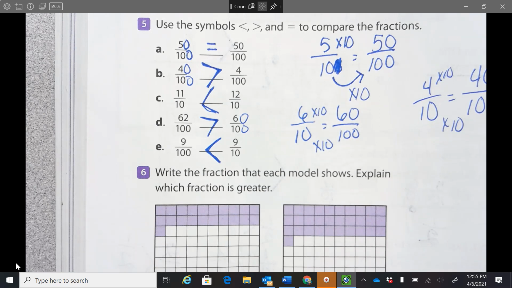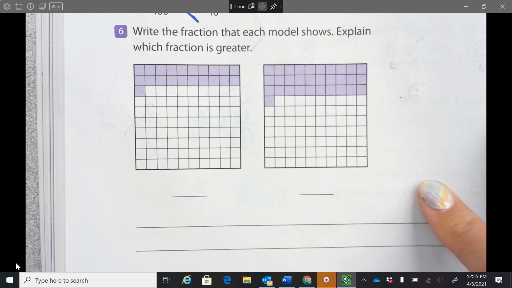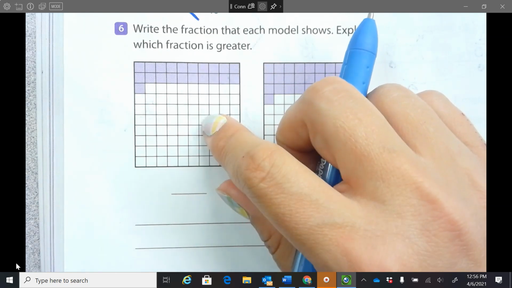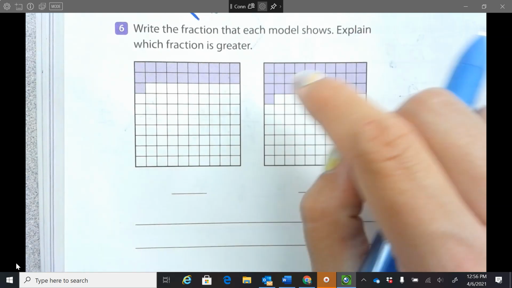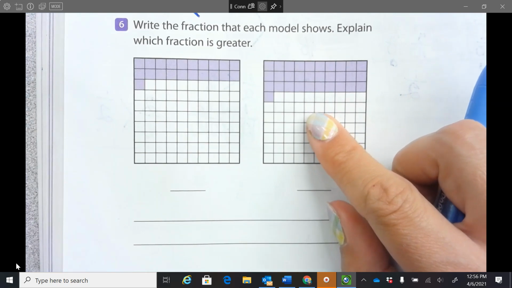Give me a thumbs up if you're ready for number 6. Okay. Write the fraction that each model shows. Explain which fraction is greater. Who can come write the fraction for this one for me? Greg, come. Can I have a girl write the fraction for this one? A girl, a girl. Samantha.